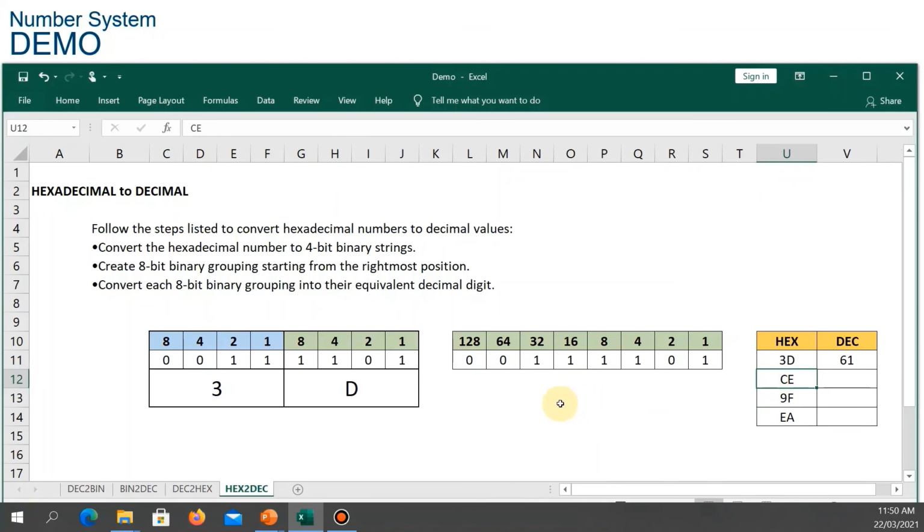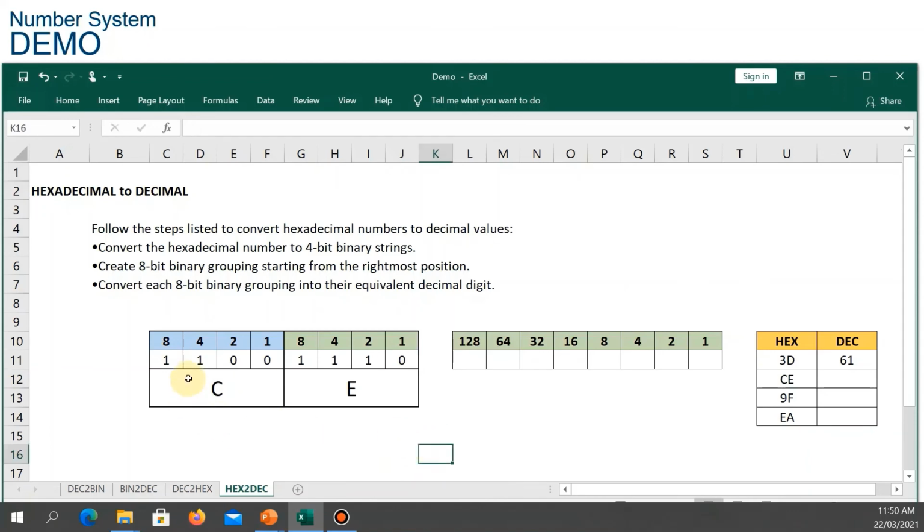Okay, so let's have another demo here. CE, another example. So again, we have hexadecimal digits C and E. Now C is equivalent to 12. To get 12, that is 8 plus 4. So that's 12, and these are 0, 0. To get E, E is 14, so that is 8 plus 4 plus 1, that's 14. So this one here is 0.